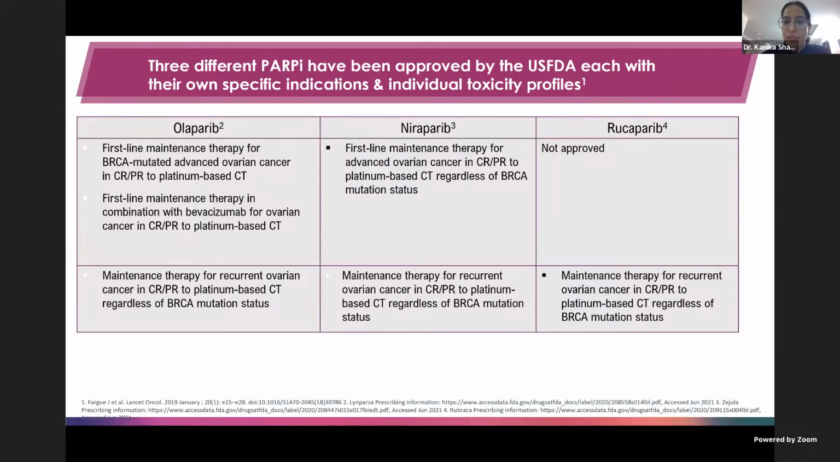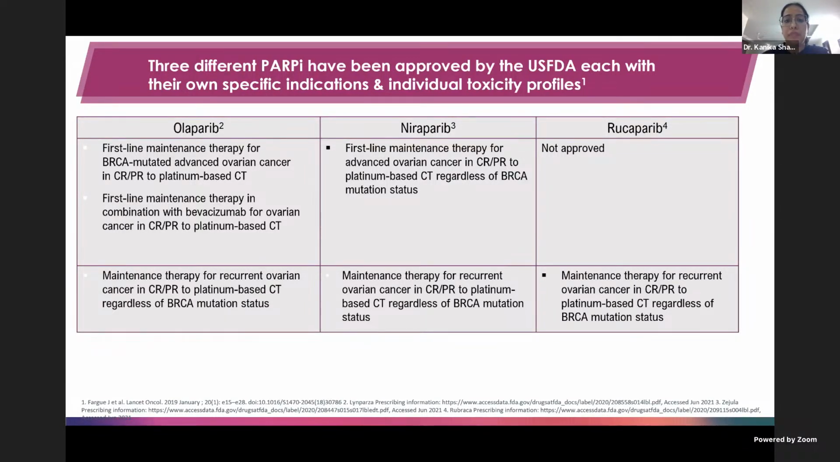So there are 3 different agents that are presently approved, and they have their own specific indications, individual toxicity profile, and tolerance also. So when we talk about olaparib, it is approved in the first-line maintenance therapy for BRCA mutated advanced ovarian cancer in the patients who have response to the first-line therapy, either a CR or a PR. Then in the first-line maintenance therapy in combination with bevacizumab in the patients who have received bevacizumab along with chemotherapy, and maintenance therapy for the recurrent ovarian cancer, regardless of the BRCA mutation status, also as shown in the study 19.